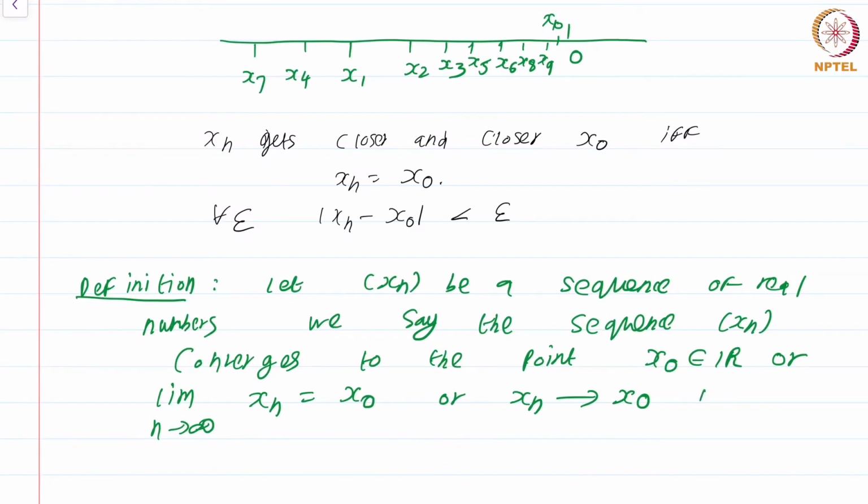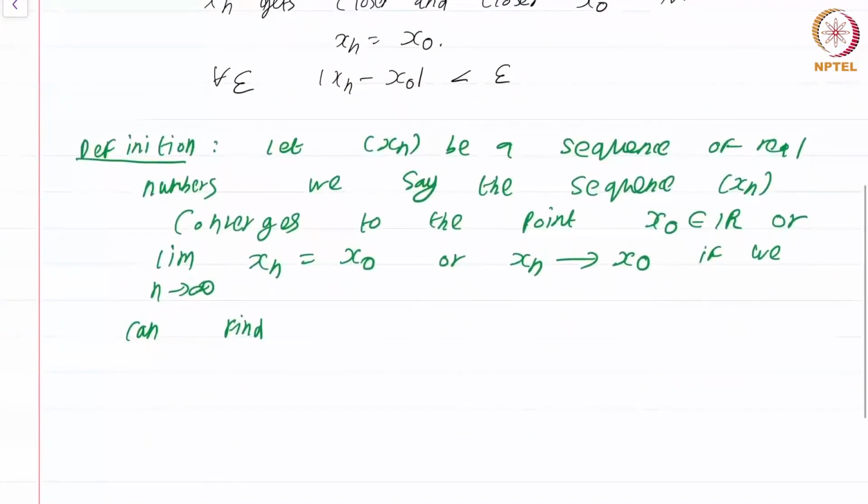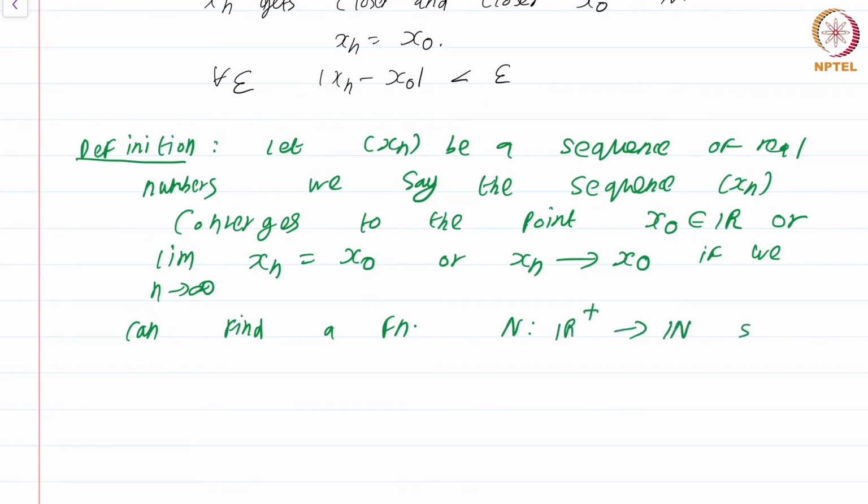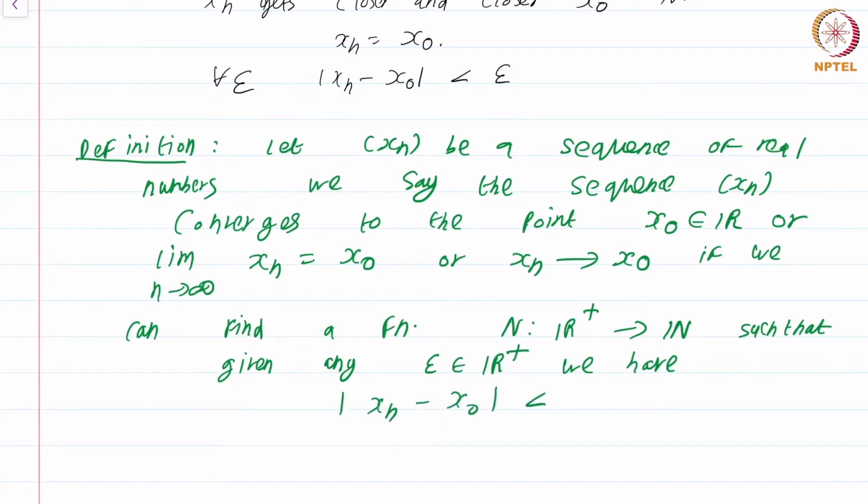If we can find a function N from R plus to the natural numbers, where R plus here denotes the set of positive real numbers, such that given any epsilon in R plus, we have mod xn minus x0 is less than epsilon whenever n greater than N of epsilon.